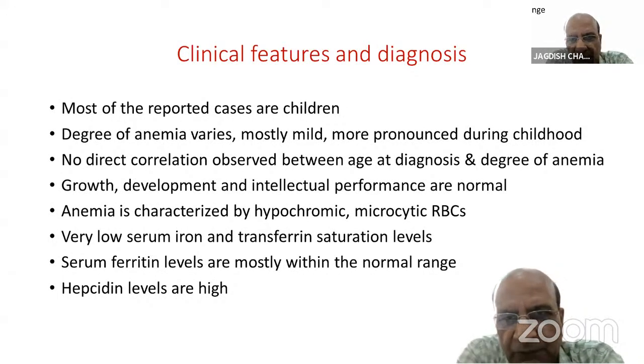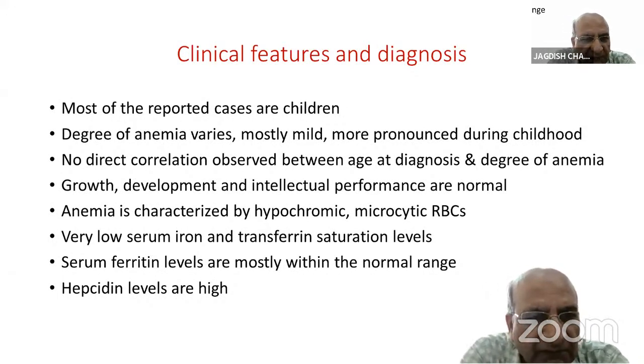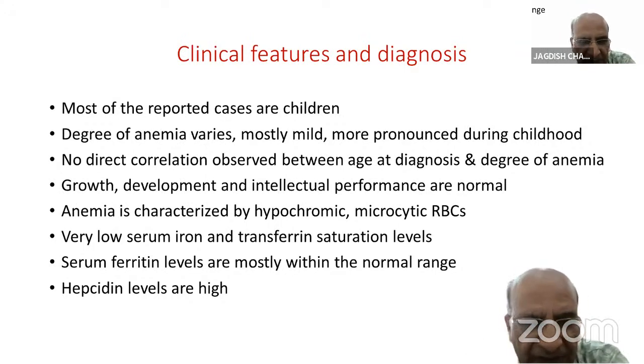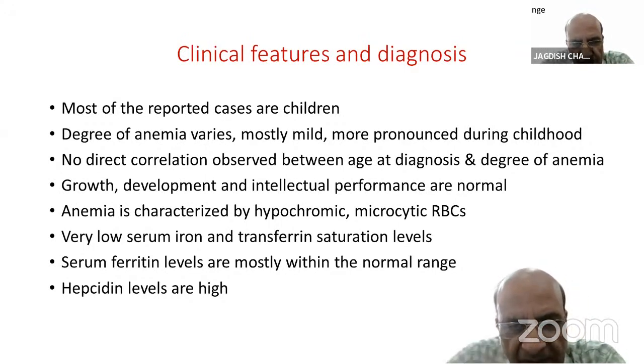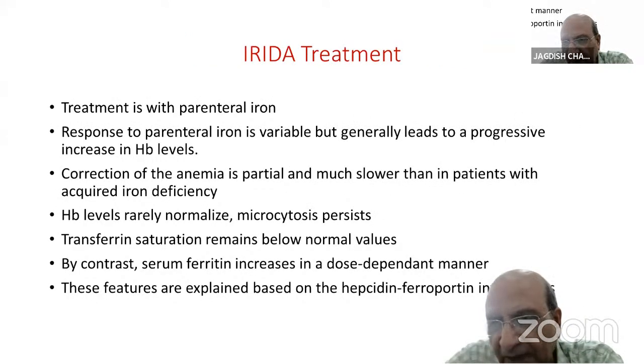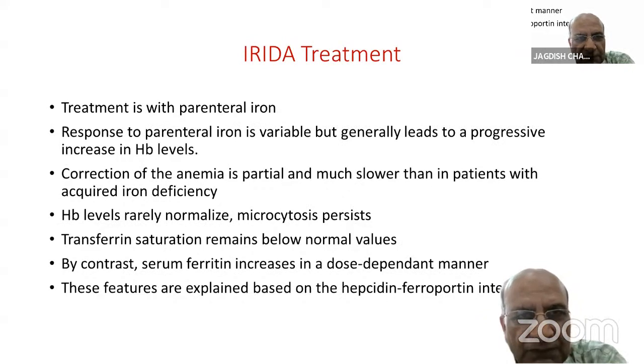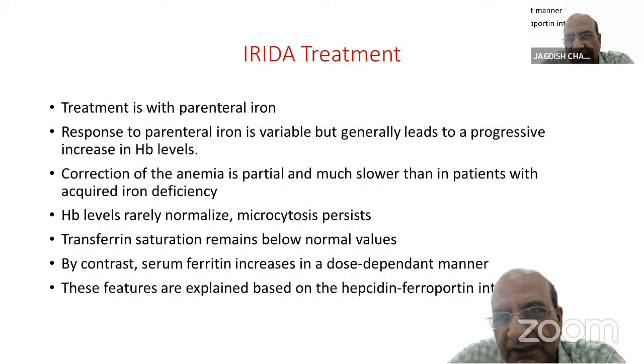Anemia is like iron deficiency. It is characterized by hypochromic microcytic RBCs. Very low serum iron levels and transferrin saturation levels are seen, but ferritins are mostly within the normal range and hepcidin levels are high. And the diagnosis comes from genetic mutation testing. And treatment is, of course, with parenteral iron. A response to parenteral iron is variable, but generally leads to progressive increase in hemoglobin.